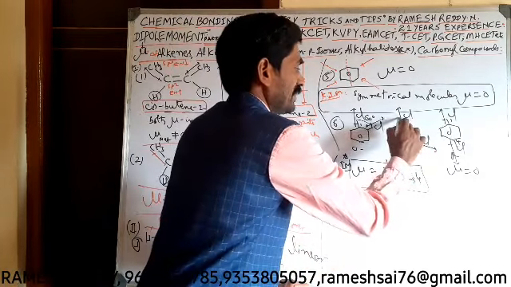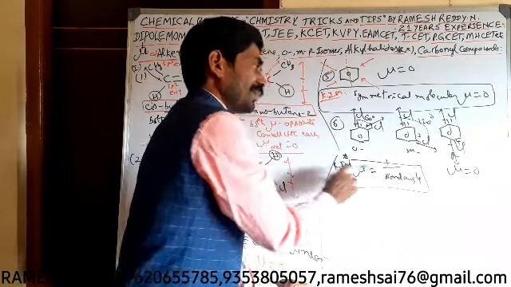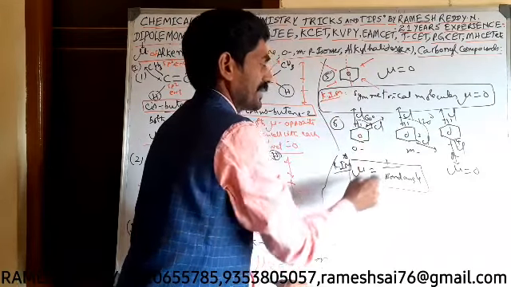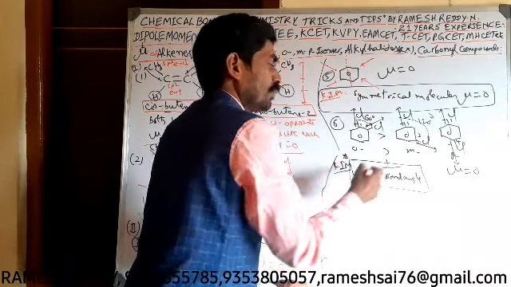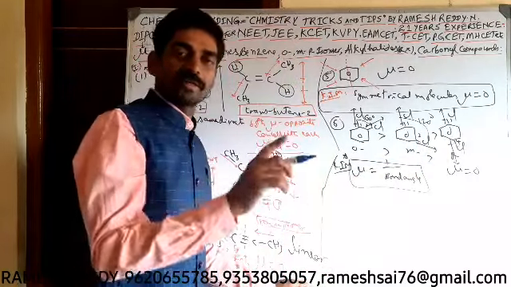Here the bond angle is approximately 120 degrees. If bond angle is more, dipole moment is less. That's why here these two are in the same direction. So less bond angle, that's why the ortho one has more dipole moment. Next meta, next para. This is the order, keep it in mind.